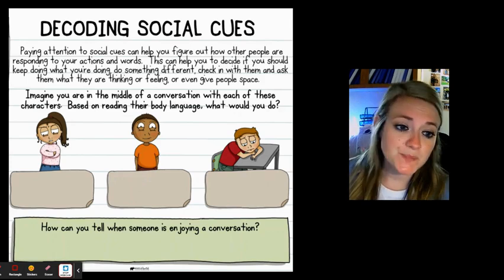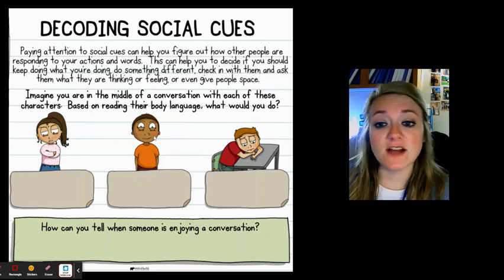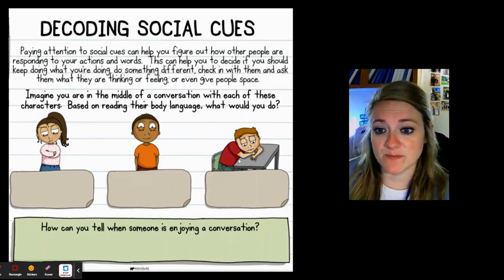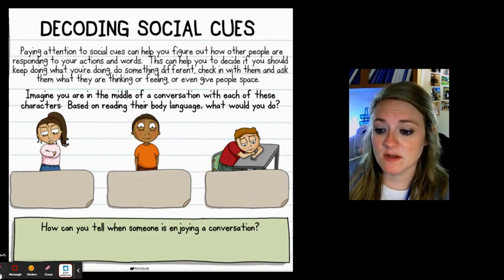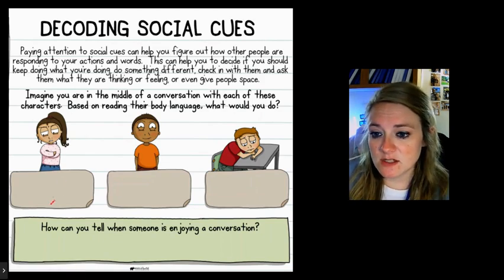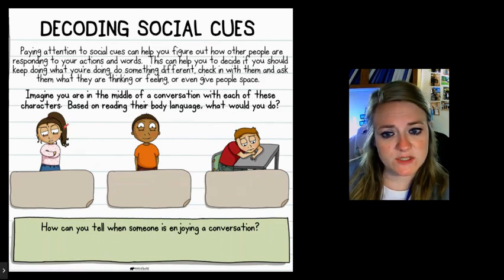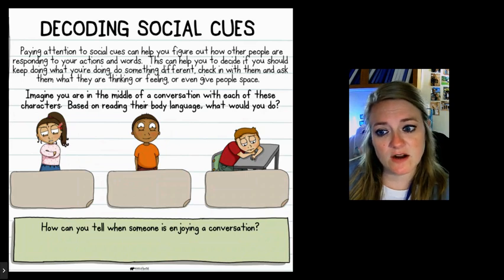So let's imagine that you're in the middle of a conversation with each of these people. All right, so based on their body language or their social cues, what would you do? So our friend right here, what are some things that we notice about her? Her eyes are looking down. She definitely doesn't have a smile on.